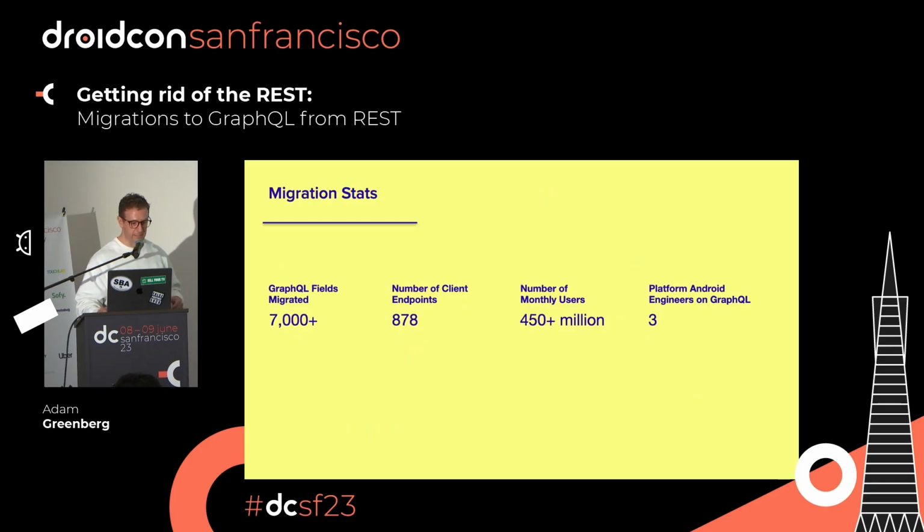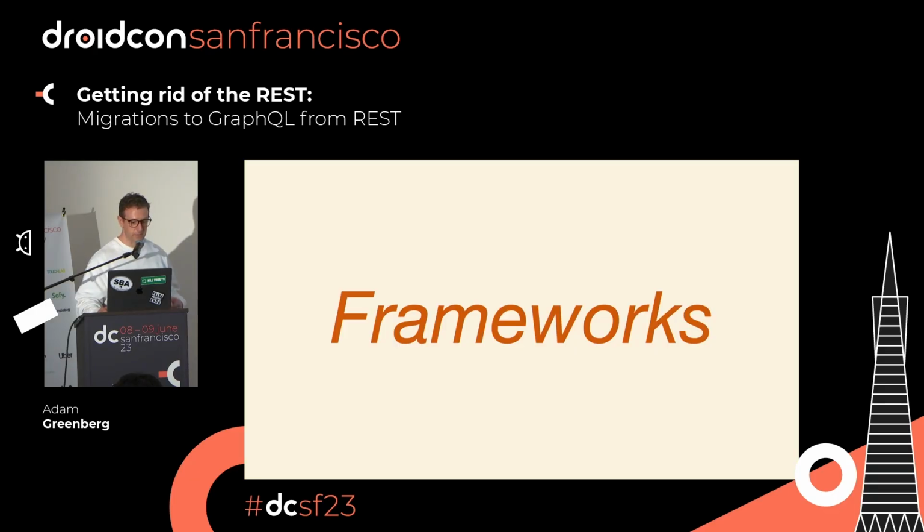So some updated stats: we've migrated over 7,000 fields, 878 endpoints, for our 450 plus million users, and for Android, we had 3 full-time engineers to create the support for this. Because of this, we wanted to make sure that we had someone else doing a lot of the heavy lifting for us.